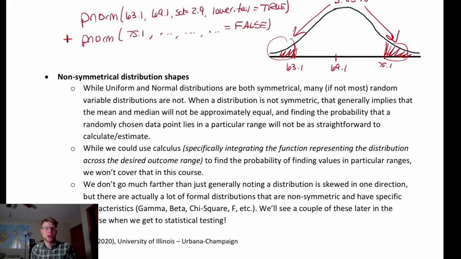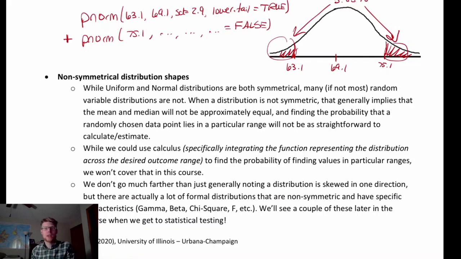And so we should know terms about skew, for example, remembering that right skew means that most of the data is on the left, but skews off to the right side. And then most of the data might be left skewed, meaning that it's mostly concentrated on the right but skews off to the left. Beyond that, we won't really use any more terms to describe non-symmetric distributions, though.